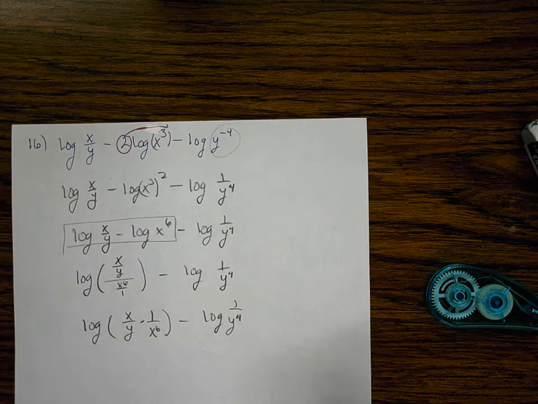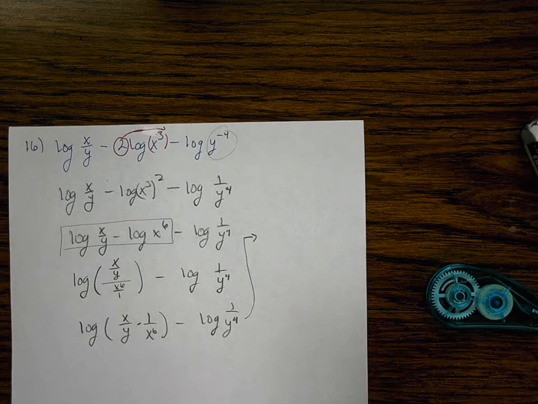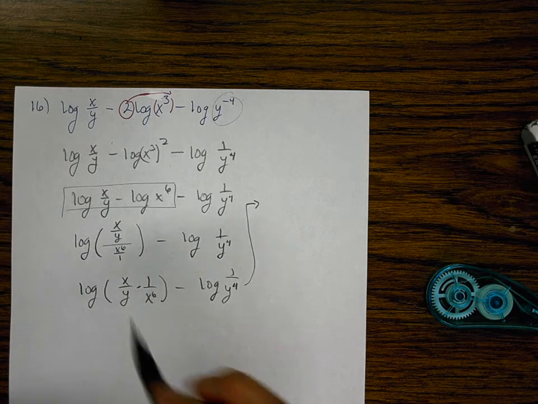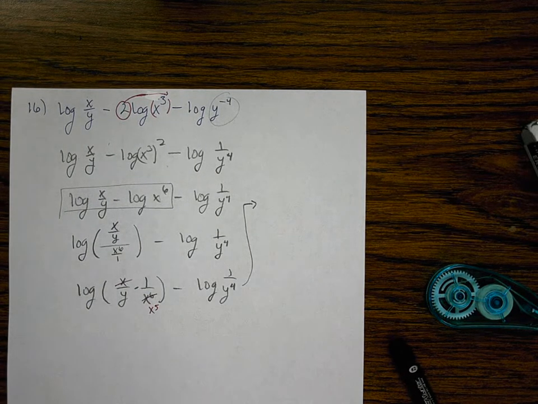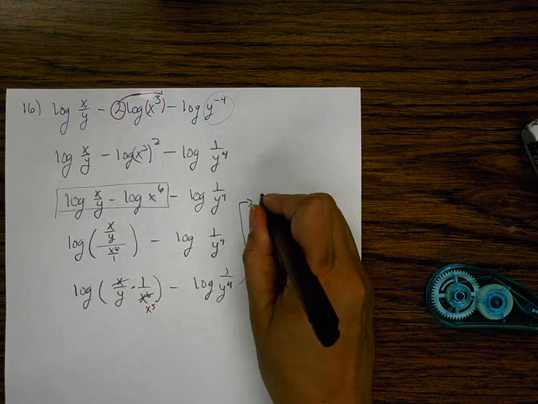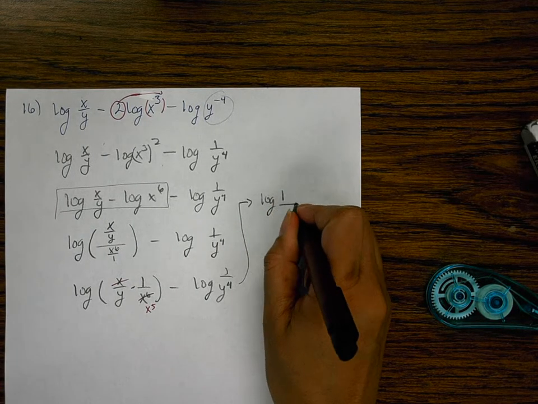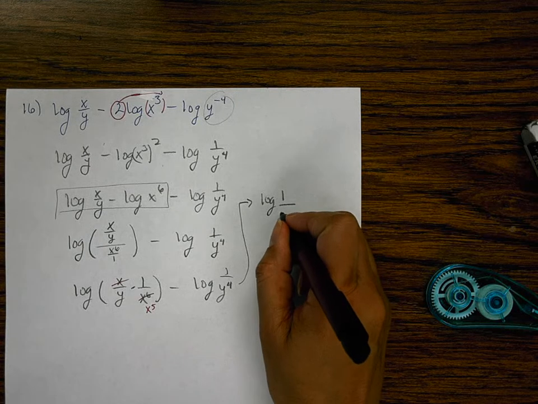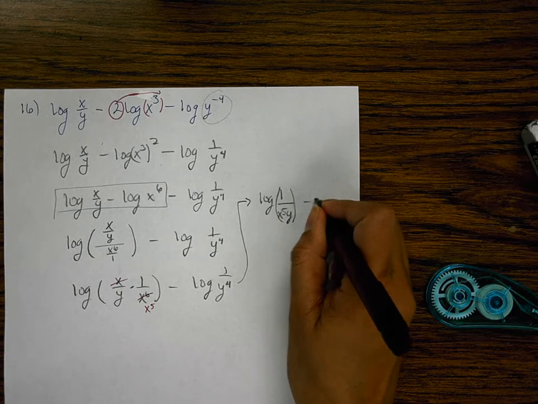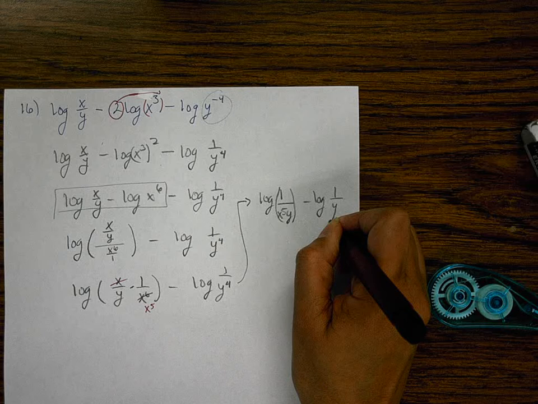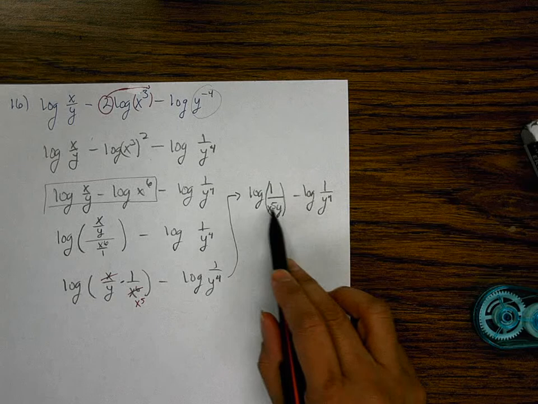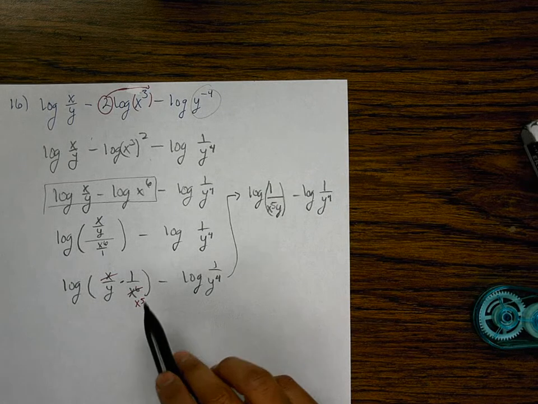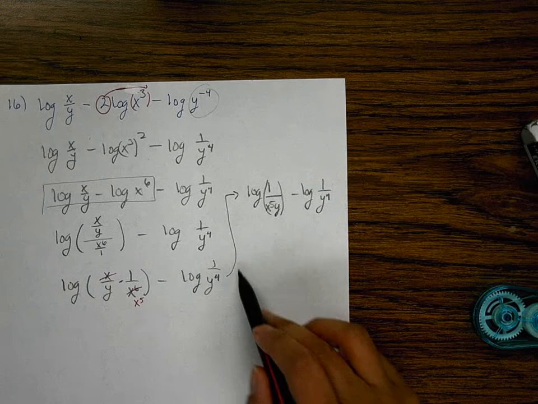Okay, and then I'm going to move my work over here. I'm going to reduce here. X is gone, x to the sixth becomes x to the fifth, leaving log of 1 over x to the fifth y minus log of 1 over y to the fourth. Okay, do you see how that worked? This reduced, so log of 1 over x to the fifth y, and then this is just staying as it is.